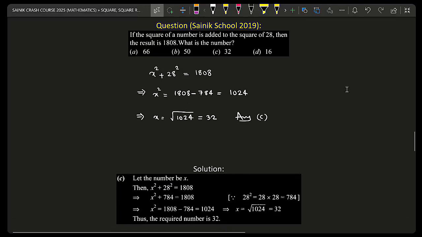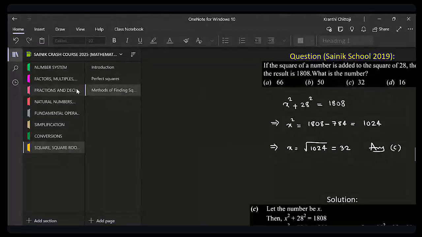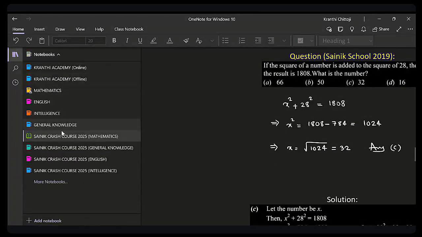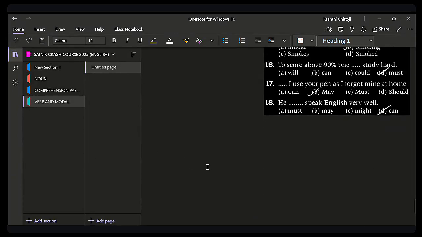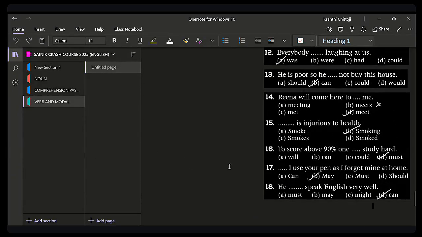Okay, I stopped maths class here and we're going to start English. So English, last class, I think we were discussing verb and modal. I gave you all the exercise questions and they're done. We're going to start the new topic today, that is after verb. Today we're going to start adjective. Just give me a second.